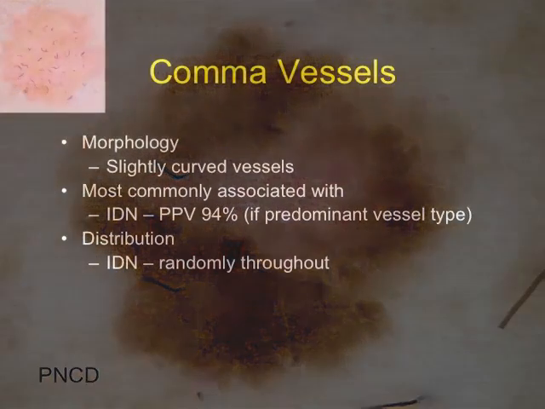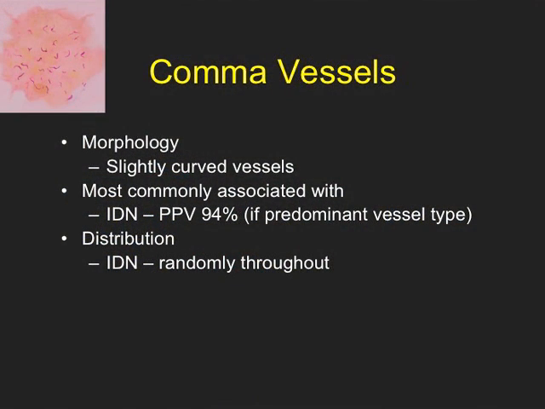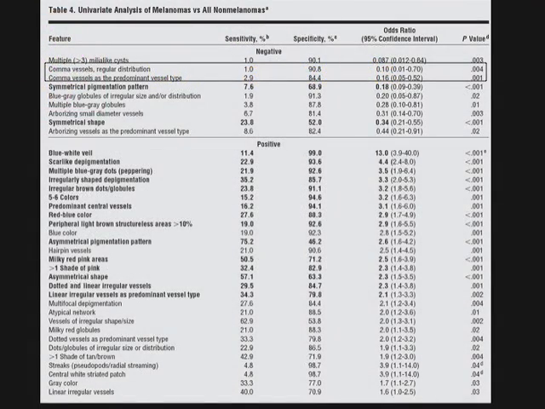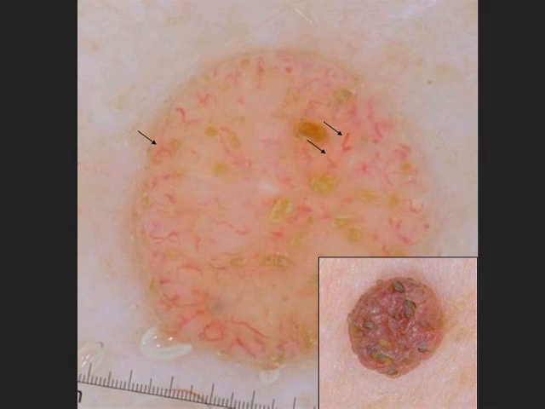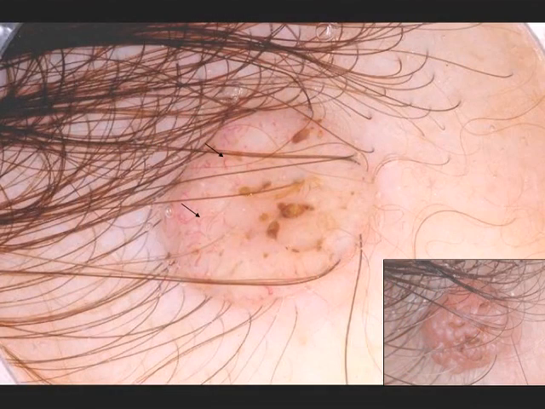And then the comma vessel is a sort of a curved vessel. Positive predictive value that is an intradermal nevus is 94%. So it is a negative predictor of melanoma. And that's also what bore out in this study, is that the comma vessel is a negative predictor. So if you have comma vessels as your predominant vascular pattern, you're dealing with an intradermal nevus, not a melanoma. And so here are your comma vessels, and another example of comma vessels.